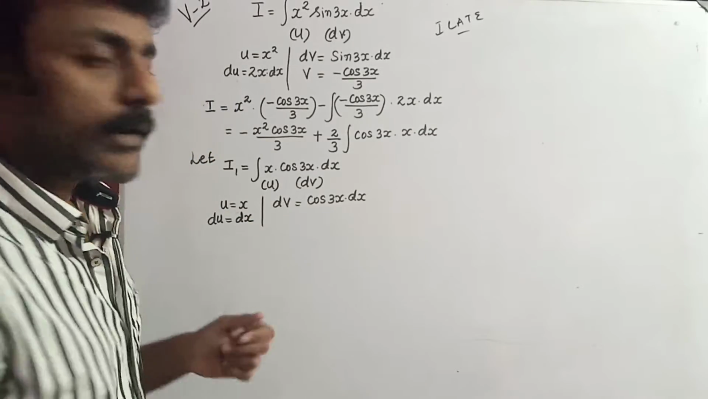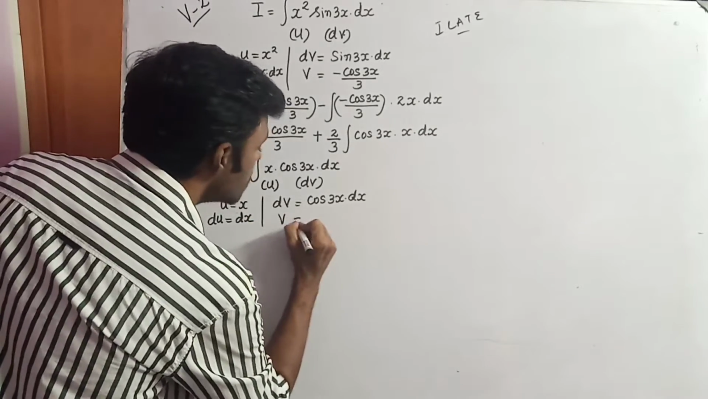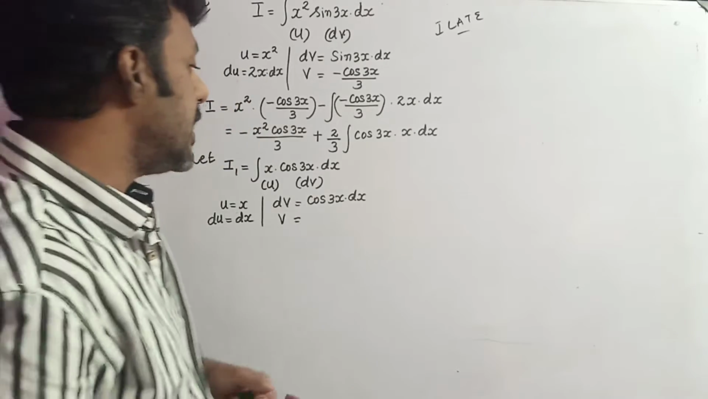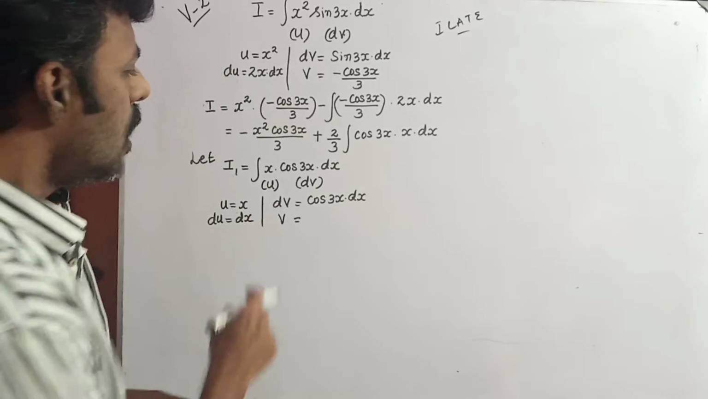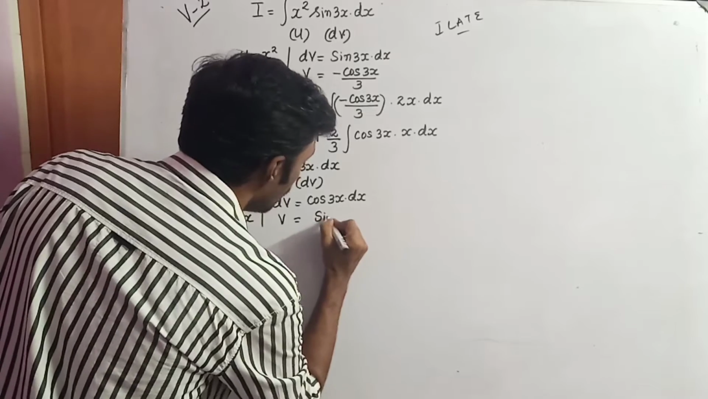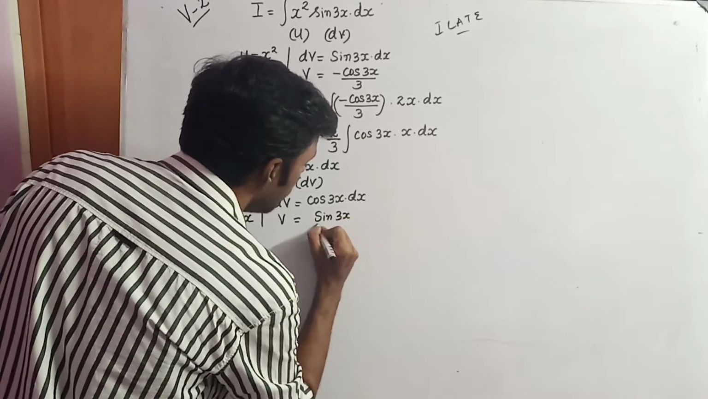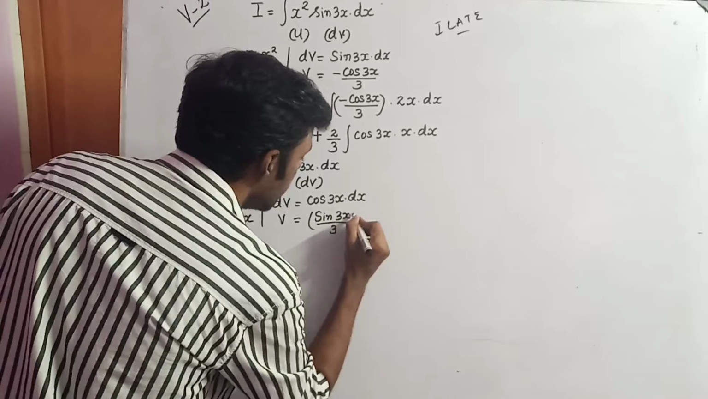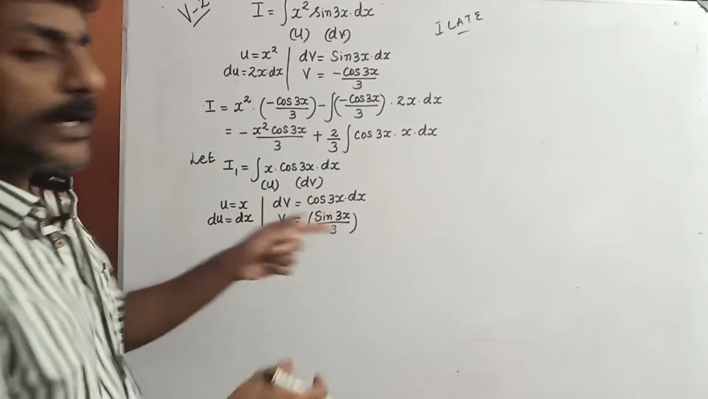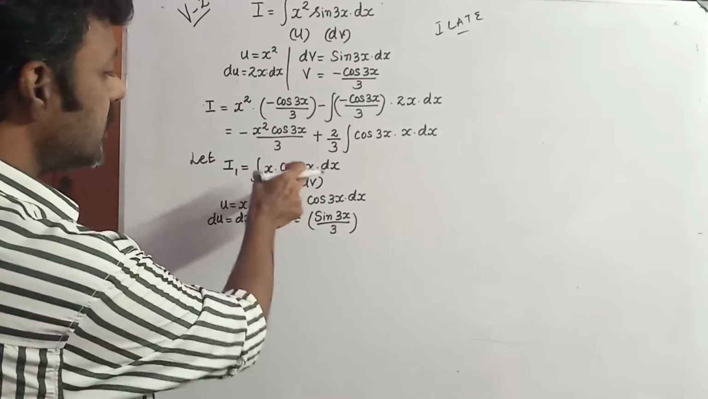Similarly, dv upon integration will yield v, which is equal to the integral of cos 3x into dx, which is nothing but sine of 3x divided by 3. So this is the value. Okay, so I've obtained all the values. Now I'm going to put it in this form.